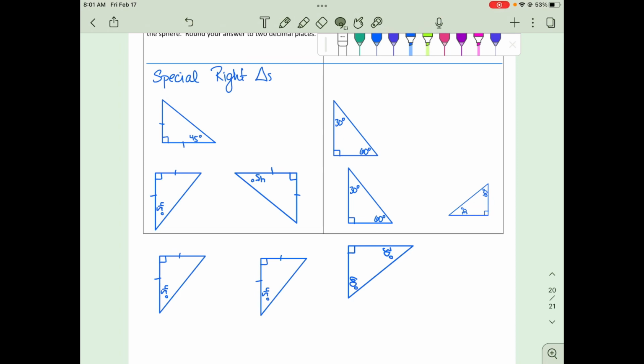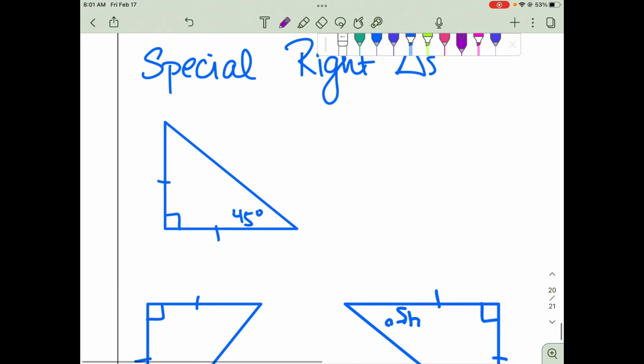Okay, so now we're going to talk about special right triangles. So the first one is a 45, 45, 90. Okay, and so that is an isosceles triangle. So the side lengths would be a, and then the hypotenuse is a root 2.